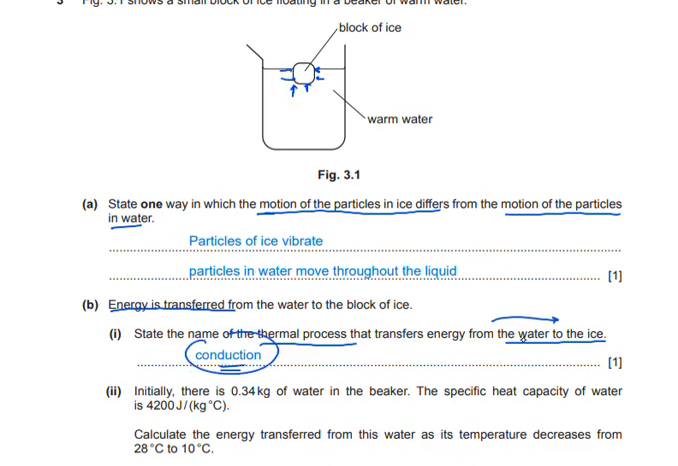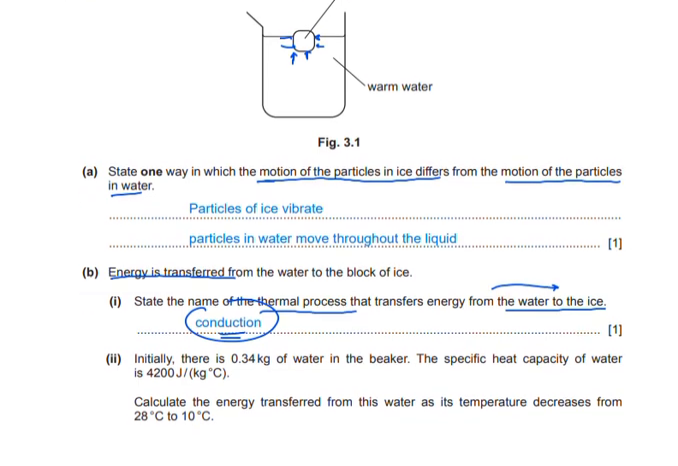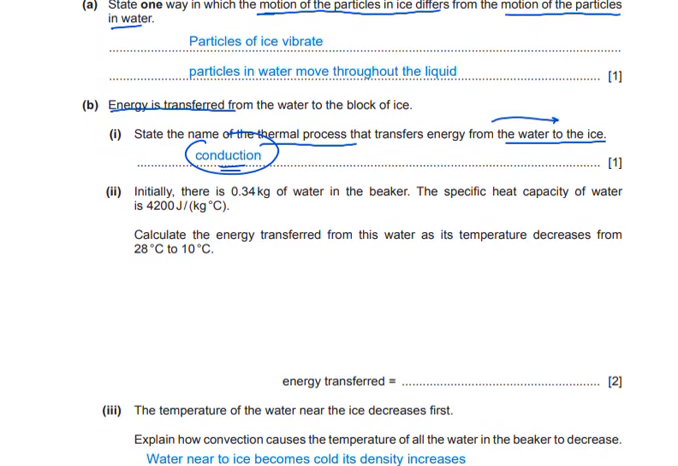Remember this thing. Right. Initially, there is 0.34 kg of water in the beaker. So mass is given. Specific heat capacity is 4200 joule per kg per degree Celsius.